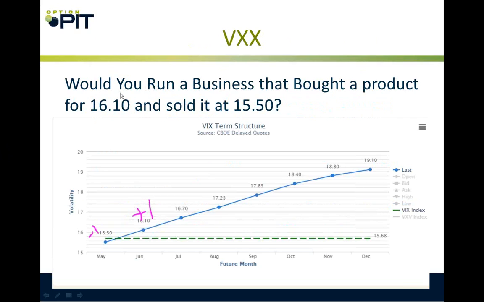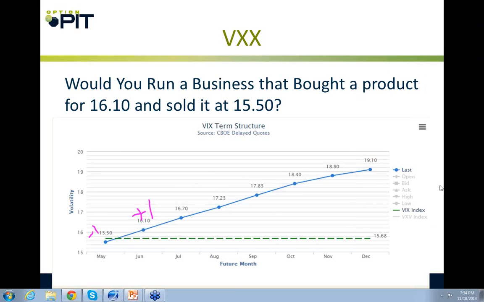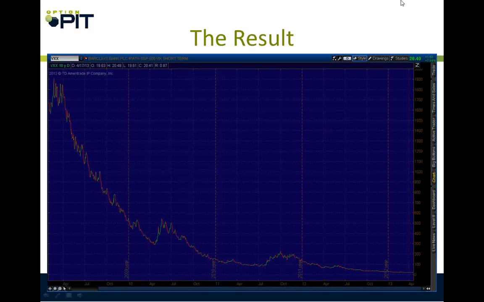All right, so would you run a business where you bought a product for $16.10 and sold it at $15.50? What do you think? Would you do that? No. Well, that's what the VXX does, and that's why its P&L chart looks like this. And actually, this is old. It's done another split since then, or two splits.